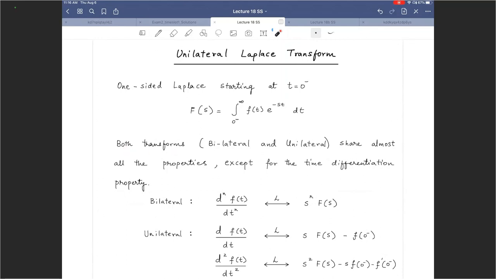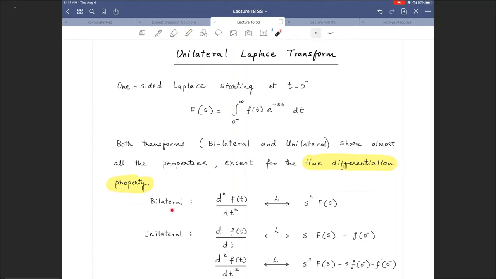Both the transforms, the bilateral one we looked at before and the unilateral, share almost all the properties. The multiplication property, the frequency shift property, and a lot of other properties are shared between bilateral and unilateral transforms. However, there is one significant difference in the time differentiation property. Let me highlight that: the time differentiation property is very different for bilateral and unilateral transforms.